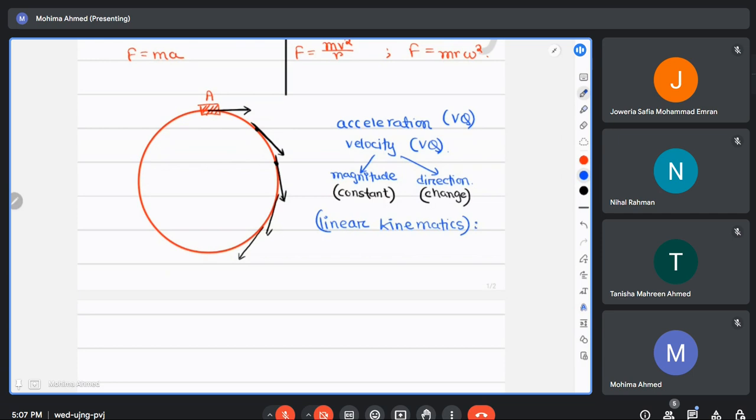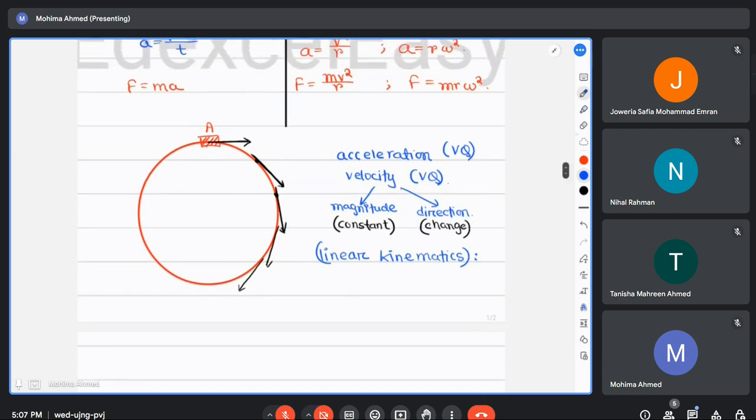Now, what happens in your angular kinematics? In angular kinematics, obviously in terms of angle, you are going to measure everything, right? Change in direction now will be measured in terms of angle. So we can now actually find out the direction change because now we can measure the angles. In linear kinematics, we were unable to measure the angle, but in circular motions or in angular kinematics, we can now find out the angle.